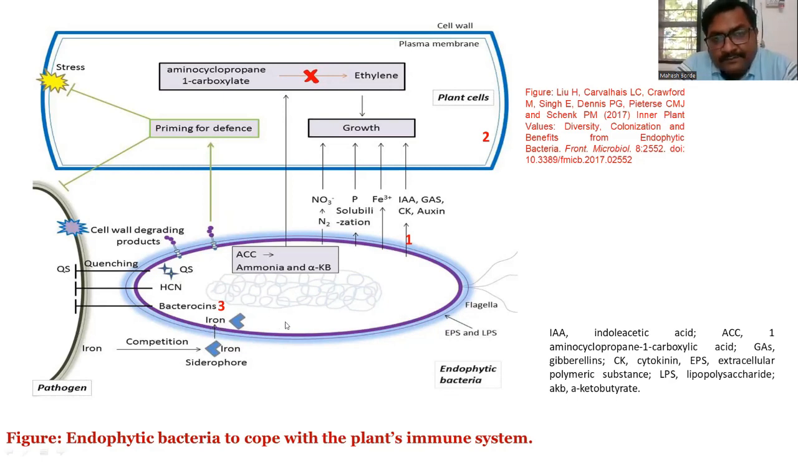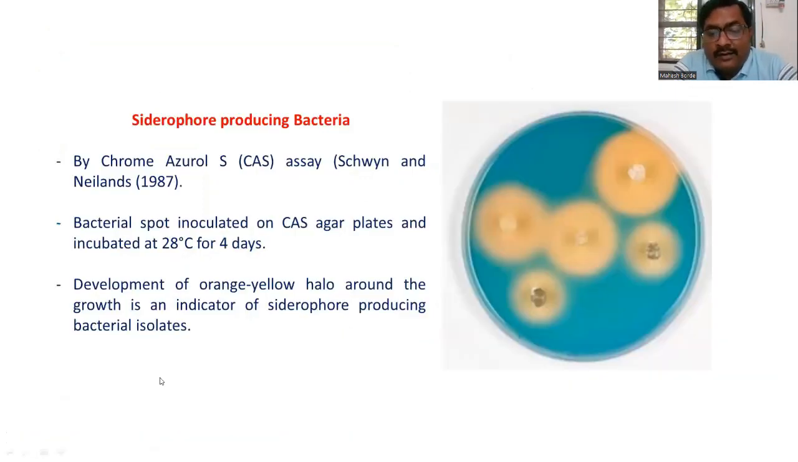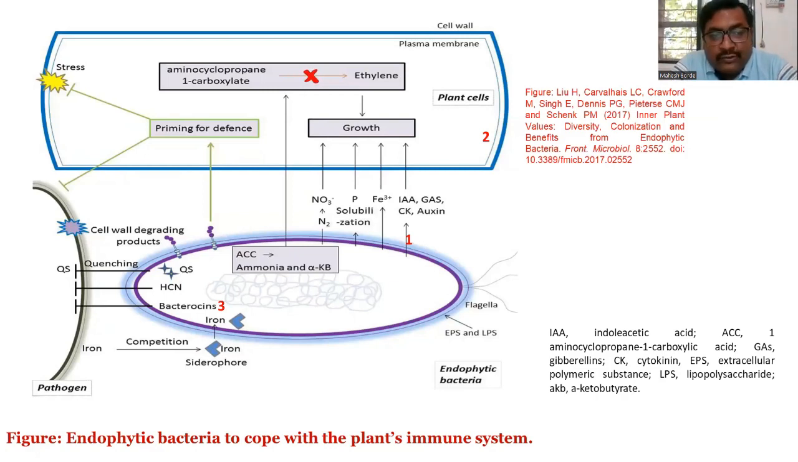Another important thing is that bacteria produce siderophores. I'll show in another slide how siderophore and hydrogen cyanide producing bacteria are identified. These siderophores are iron chelating compounds. Iron is mainly used for the growth of any microorganism, beneficial or pathogenic. So whatever iron is chelated by the siderophore, there is competition for getting iron from the soil, so that the pathogen doesn't get iron for its growth, which ultimately inhibits the growth of the pathogen.